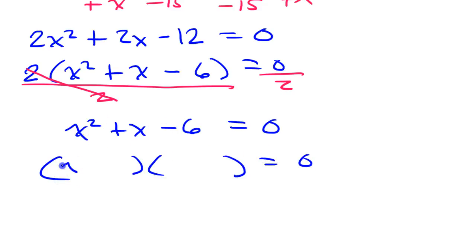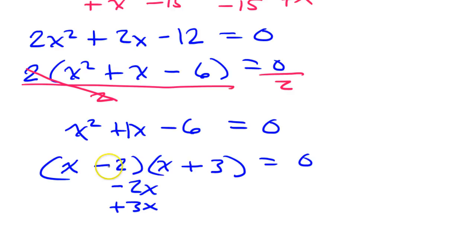So x squared will just be x times x. 6 is going to be 2 times 3. Inner plus outer must equal the middle. So inner, I have 2x. Outer, I have 3x. I'm trying to get a positive 1. So I need a negative 2 and a positive 3. So there's my negative 2, there's my positive 3. A negative times a positive will give me negative 6. So this is working.